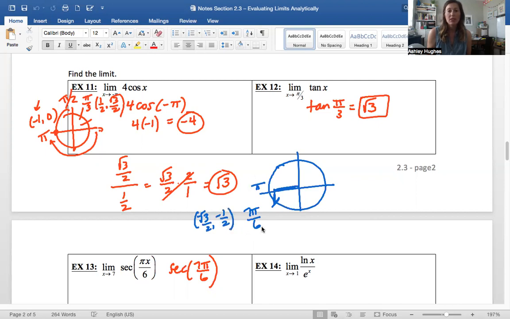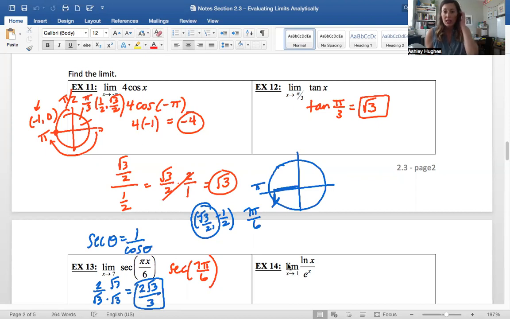Both are negative. Now secant is the reciprocal of cosine. Cosine is the x value, so secant is the reciprocal of that x value. So it would be 2 over the square root of 3. Or if you want to rationalize it, it would be 2 root 3 over 3. Again, if the trig unit circle stuff seems a bit fuzzy, go check out that other video. And also I have one for logs and exponents, just kind of a quick review for that.